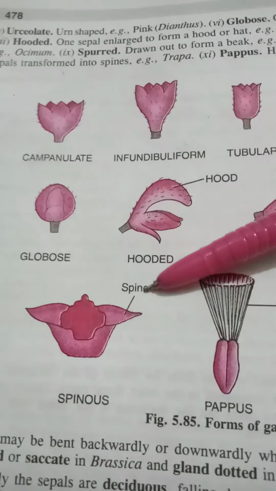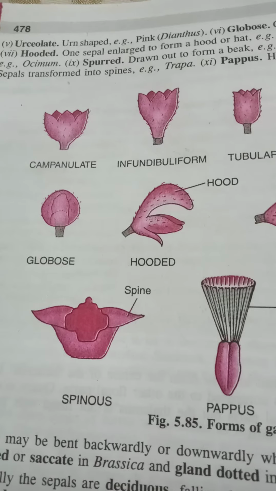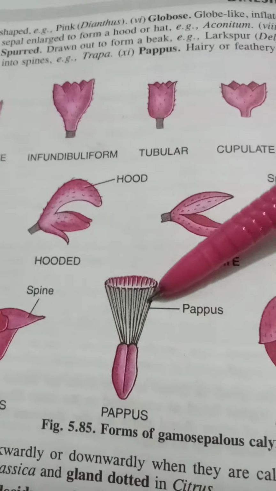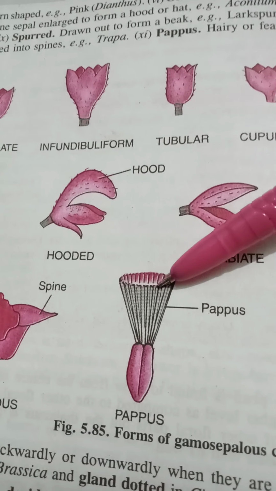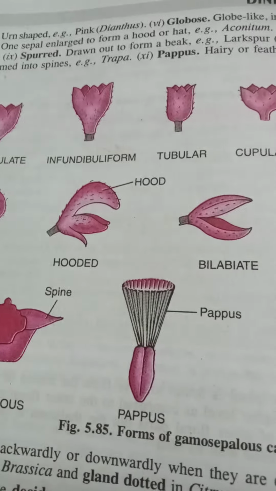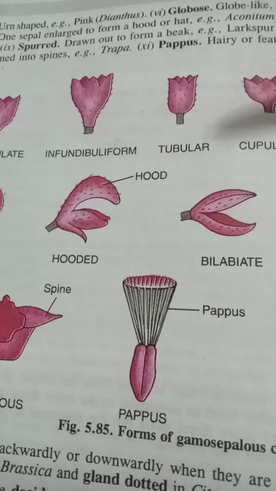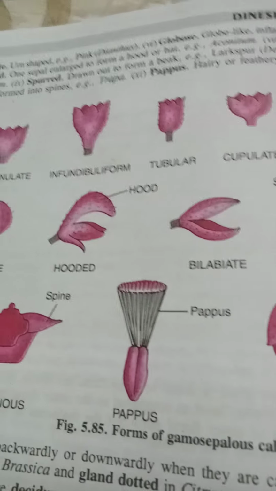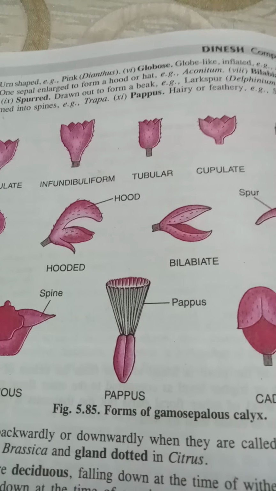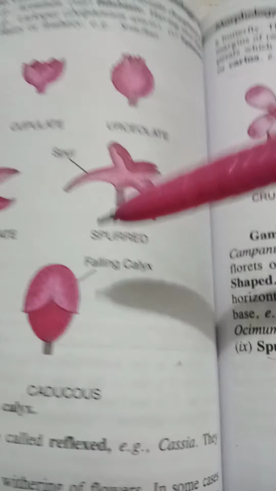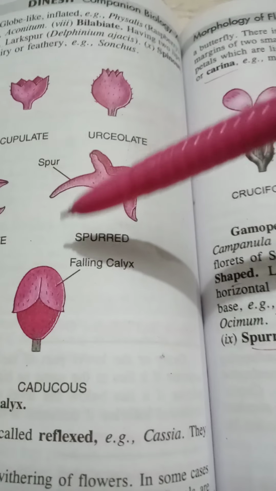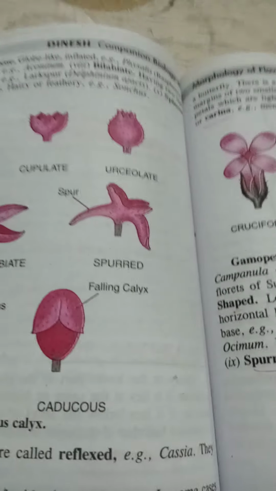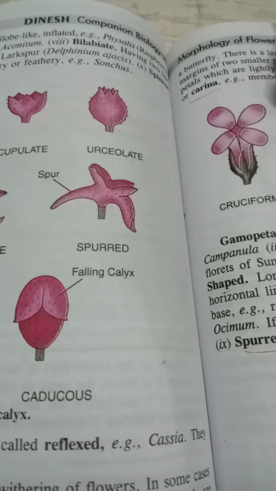Spinous type, the sepals are transformed into spines, example trapa. Sometimes the sepals are arranged in a hairy or pappus-like condition. So this is known as pappus type, observed in case of sonchus. So these are all the different types of gamosepalous calyx. Another one we find is the caducous. In caducous, the sepals fall down. As you can see, these are the falling calyx. So this is a different type of gamosepalous condition.